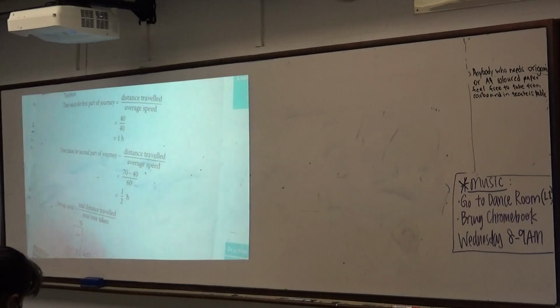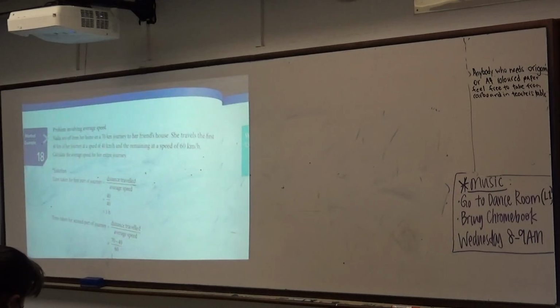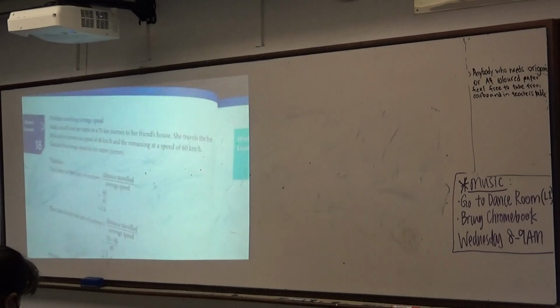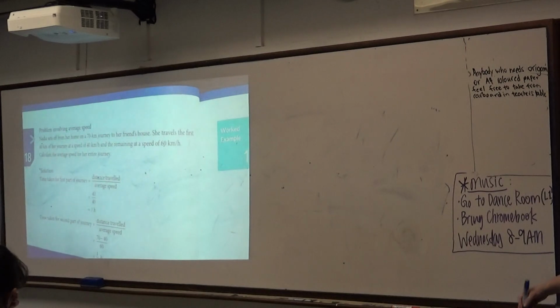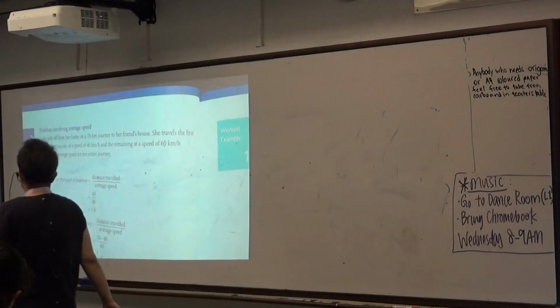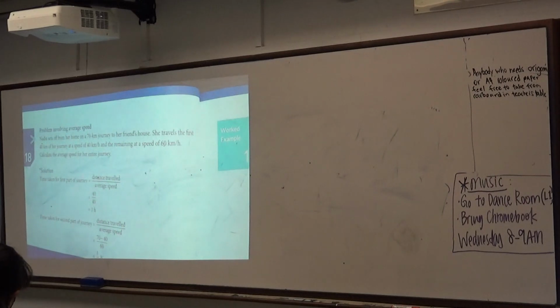Now, next part. Example 18. I'm going to go through example 18. Okay? This is quite simple. So let us take a look here. Nadia sets off from her home on a 70-kilometer journey to her friend's house. She travels the first 40 kilometers of her journey at a speed of 40 kilometers per hour and the remaining at a speed of 60 kilometers per hour. Find the average speed for her entire journey. Understand? The average speed for the entire journey.